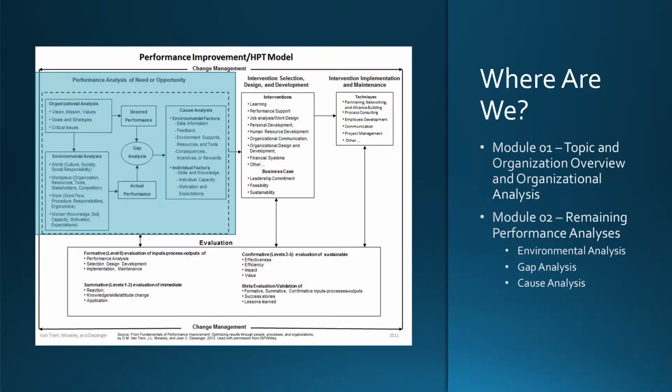On this slide, I have highlighted in light blue our current progress through the HPT process. As shown here, the performance analysis of need or opportunity section of the process includes 4 analyses. The first is the organizational analysis, which you studied and practiced in Module 1. In this module, we're tackling the remaining 3 analyses: environmental, gap, and cause. Let's take a few minutes to touch on some of the most critical points that Van Tiem and her associates raise in the text about each of these analyses.